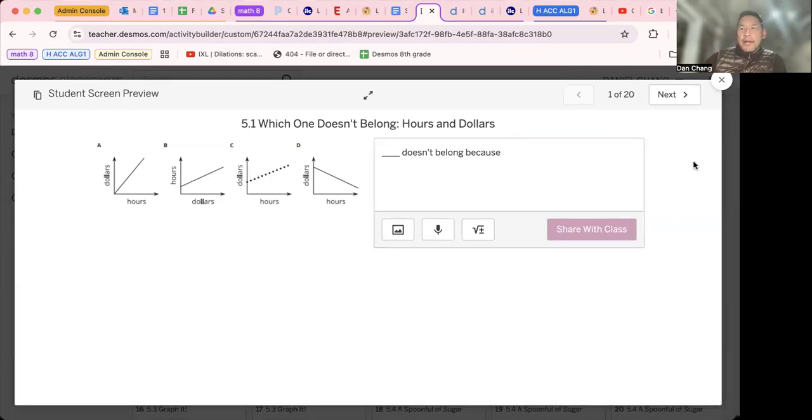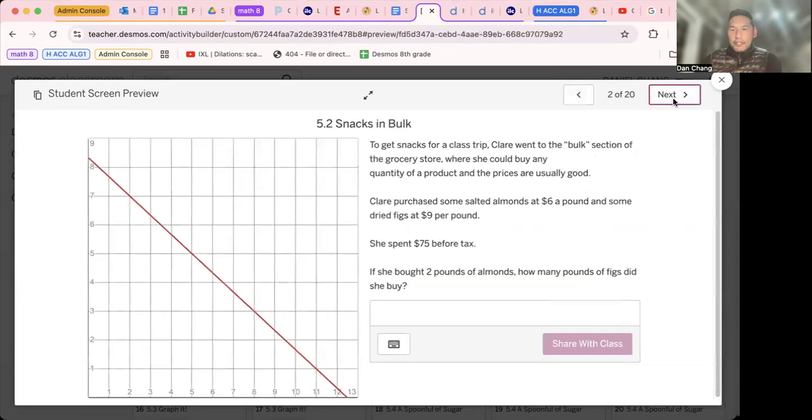All right, if you guys are back and you finished your which one doesn't belong, the next part of this is 5.2 snacks in bulk. So you're getting snacks for a class trip. Claire goes to the bulk section of the grocery store where she can buy any quantity of product and the prices are still usually good.